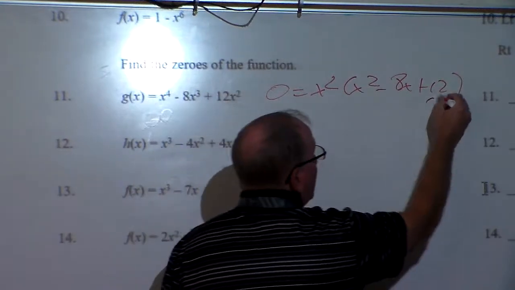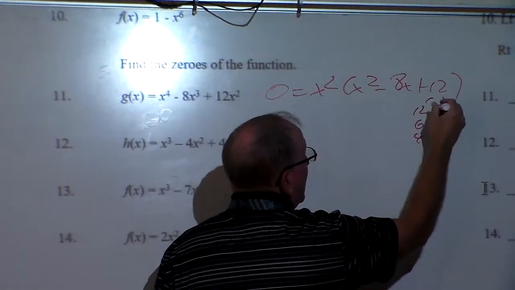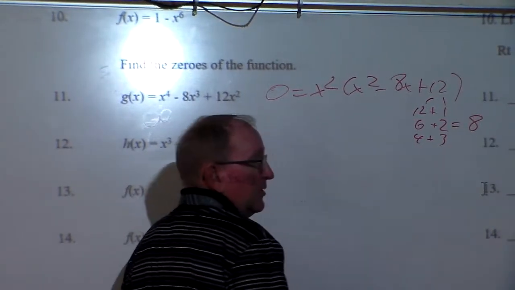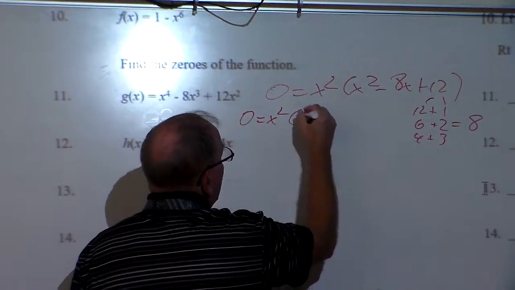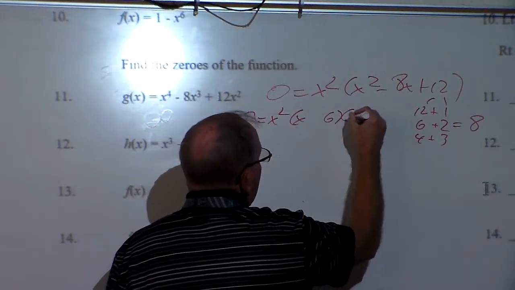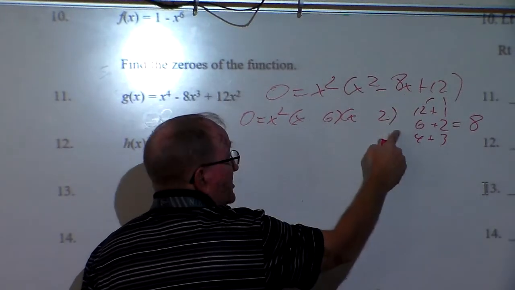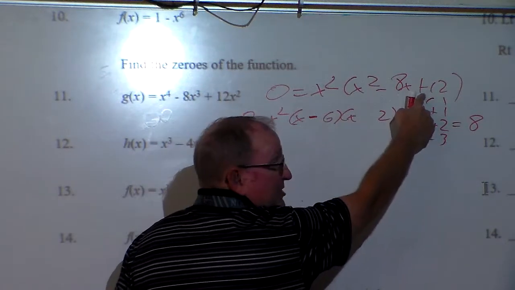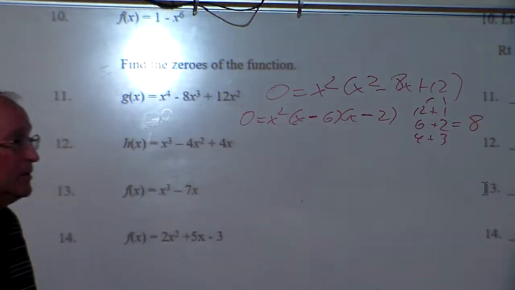Now y'all, factors of 12 are 12 and 1, 6 and 2, and 4 and 3. It's a plus. Which one of these adds to make the middle number, the 8? So that tells me 0 will be x squared, I'll have an x with the 6, x with the 2. The larger number always matches the middle sign, so the 6 has to be negative, and the 2, because it's positive, they have to be the same. That makes this one minus.